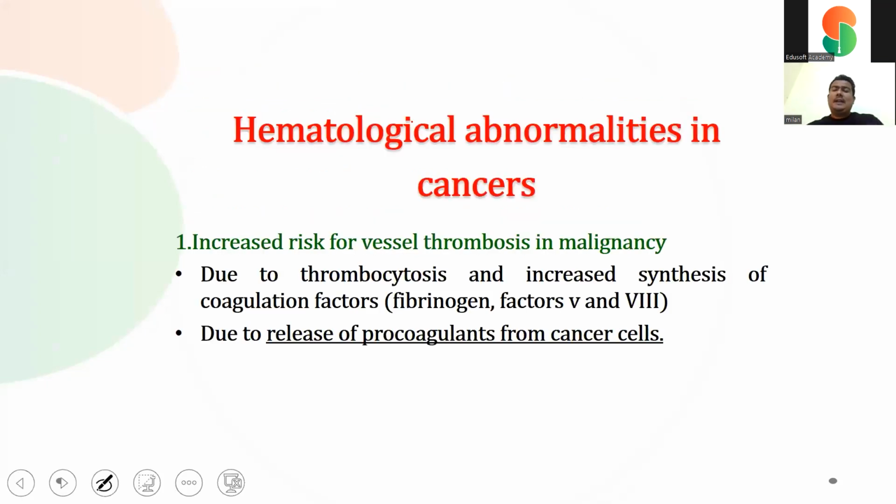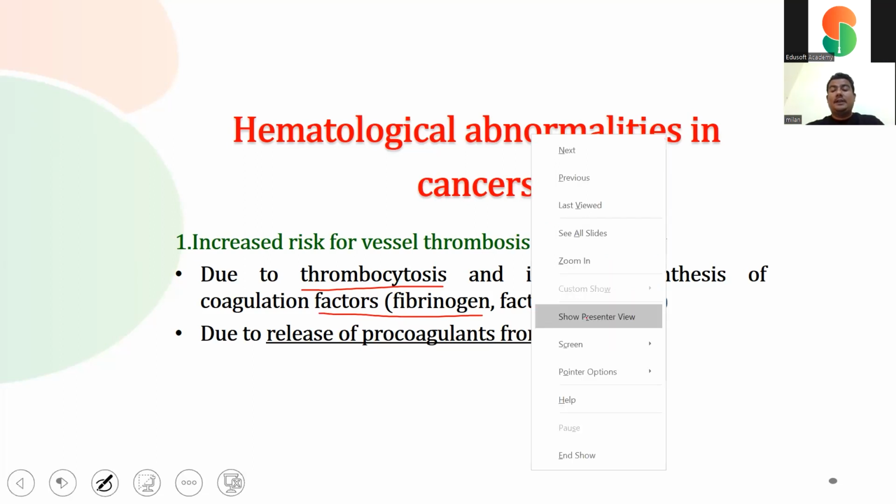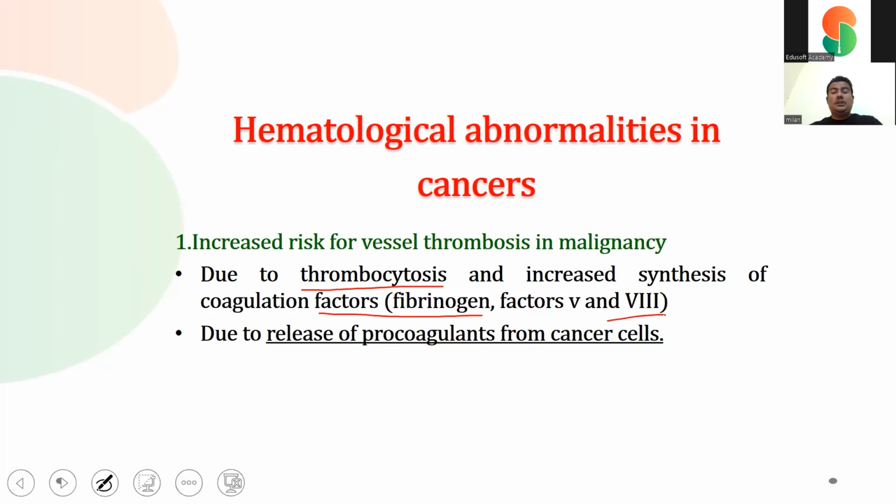Hematological abnormalities in cancer can occur basically via two mechanisms. The first is the increased risk of vessel thrombosis in malignancy. In any malignancy, there is increased risk of vessel thrombosis, and this is owing to the increase in platelet count, thrombocytosis, and the increased synthesis of coagulation factors: fibrinogen, factor 5, and factor 8. Also, it is due to the release of procoagulants from the cancer cells, examples being acute myeloid leukemia, prostate cancers, and adenocarcinoma of the gut. These all can increase the risk of intravascular thrombosis in malignancies.